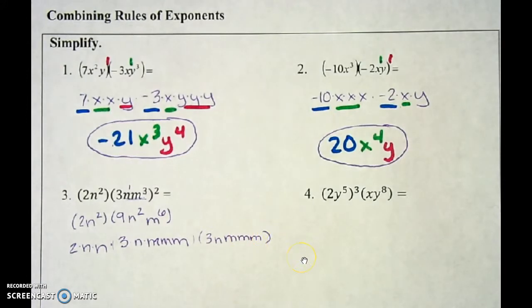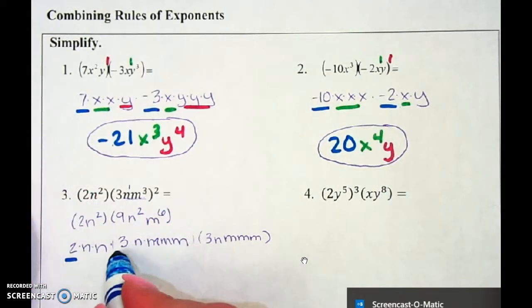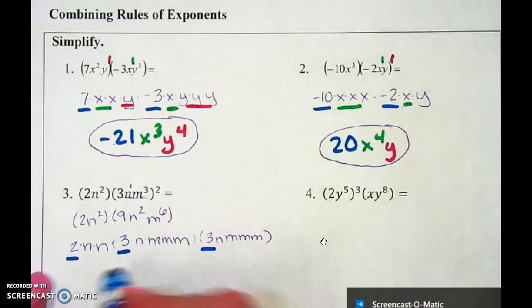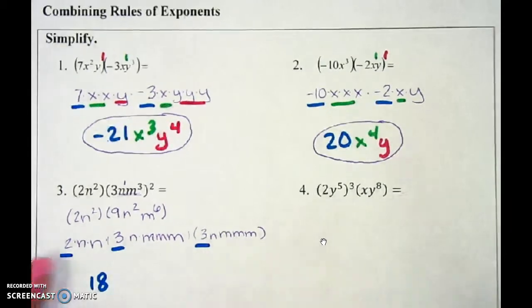So now I'm looking to simplify my coefficients, those numbers out in front. I have 2 times 3 squared. 3 times 3 was 9. So 2 times 9 makes 18. 2 times 3 times 3. Those are all my numbers out in front.